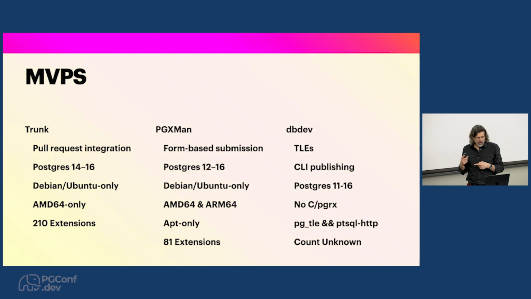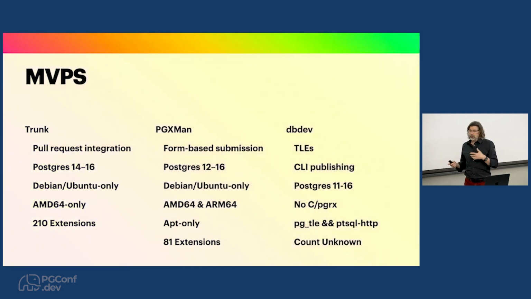And db.dev, as I said, is only trusted language extensions. You can publish there with their CLI, which is cool. They support all the way back to Postgres 11. No C or PGRX, so there's no AMD ARM64, that's irrelevant for their stuff.